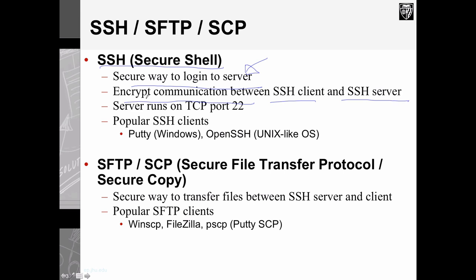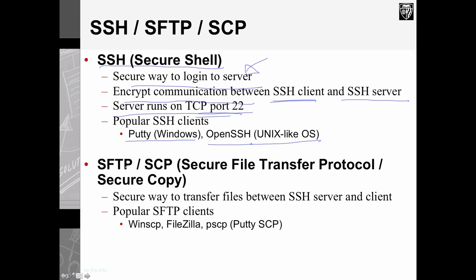So in the previous labs, we used the SSH protocol to talk, using the PuTTY client, to the SSH server. The server runs on port 22, so we had to open our security groups so that we can connect to our EC2 servers. Some of the popular SSH clients are PuTTY on Windows, and if you're using a Unix-like operating system like a Mac or Linux, there are OpenSSH clients that are already built into your operating system.